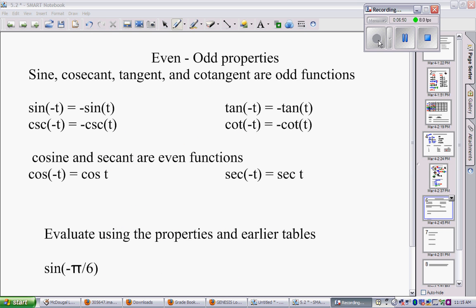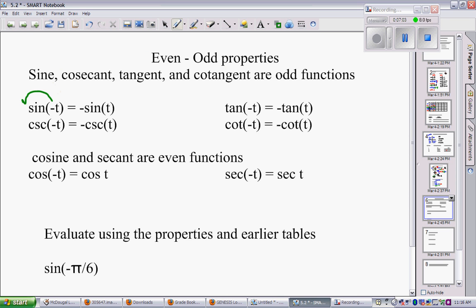So there are even and odd properties. The sine, the cosecant, the tangent, and the cotangent are odd functions. So what that means, if you take a negative t value, we bring out the negative and put it in front. So sine of negative t goes to negative sine of t. It follows that rule for all 4 of these. The cosine and the secant are even functions, so the negative doesn't do anything. The cosine of negative t is the same thing as cosine of t. Secant of negative t is the same thing as secant of t.